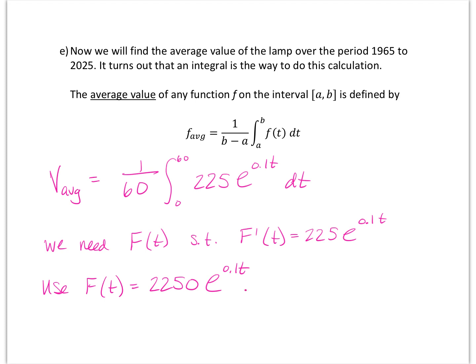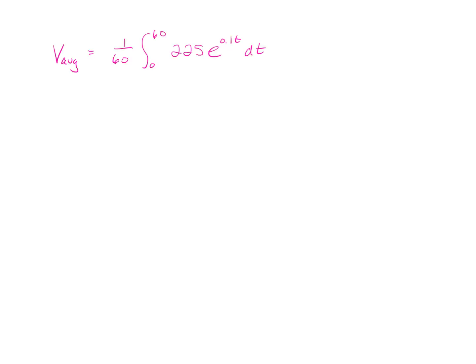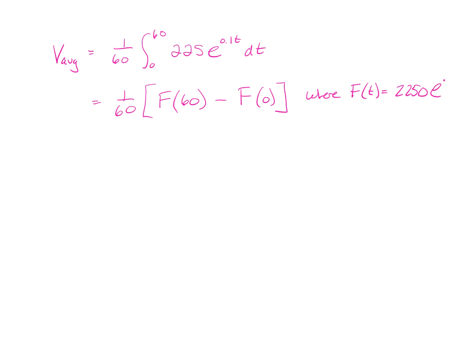All right, so I'm out of room here. I'm going to move to the next slide. Okay, so I've rewritten my integral for the average value. And to evaluate it, I'm going to use the antiderivative capital F of t. So this is, oops, I forgot the 1 over 60. 1 over 60 times F of 60 minus F of 0, where F we said was 2250 e to the 0.1t.